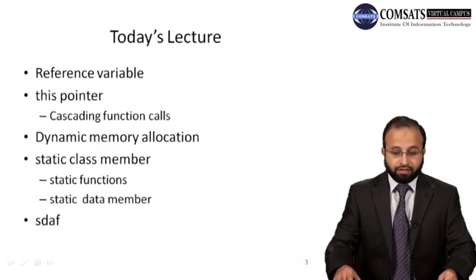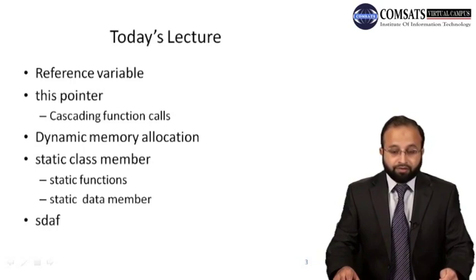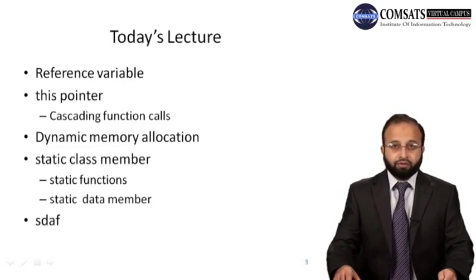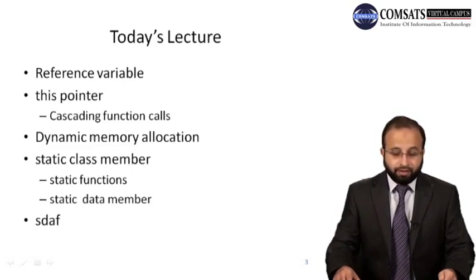In today's lecture we will see a reference variable, a simple example. Then I will tell you why we pass the object reference and why we make it constant, and then we'll see a little bit more about the this pointer, and using the this pointer we can make cascading function calls. That is, we write just one statement and we call multiple functions using that statement. Then dynamic memory allocation, then static class members.